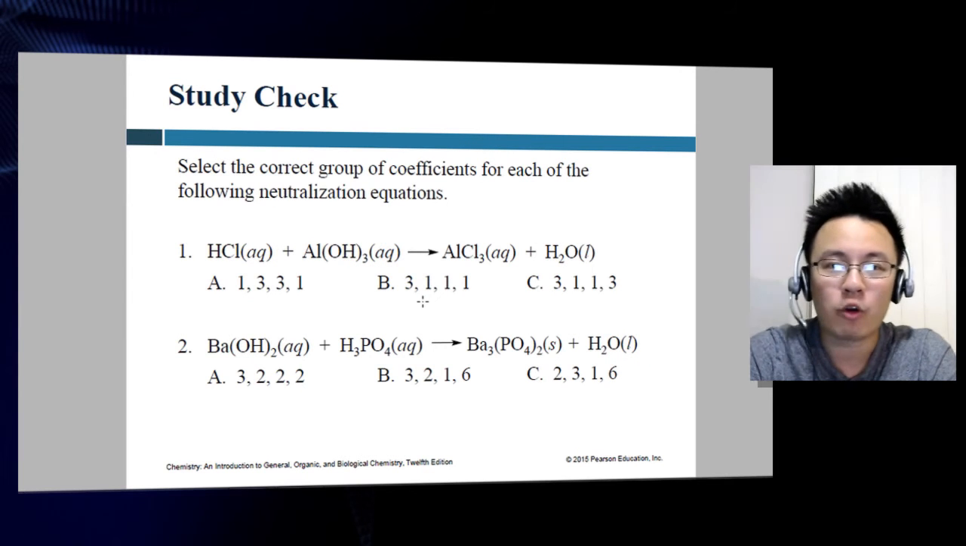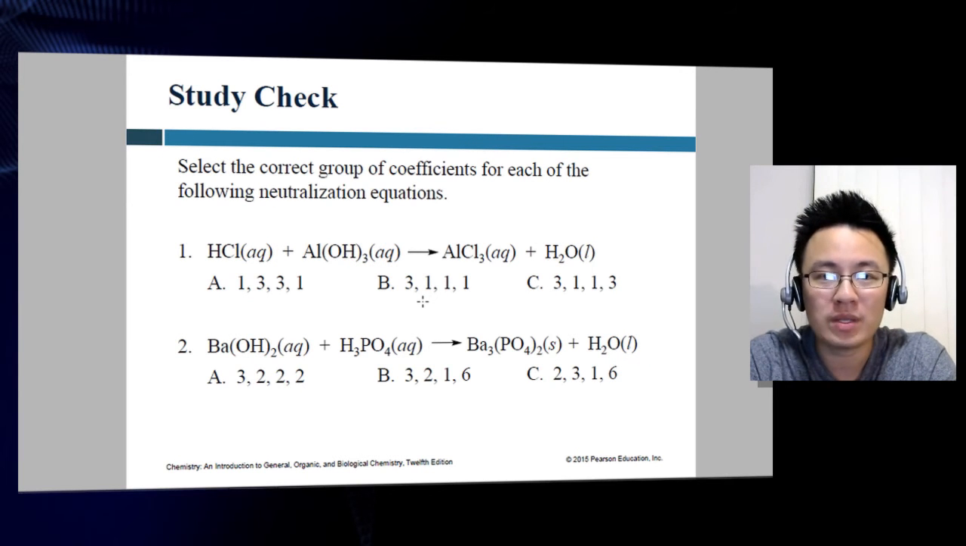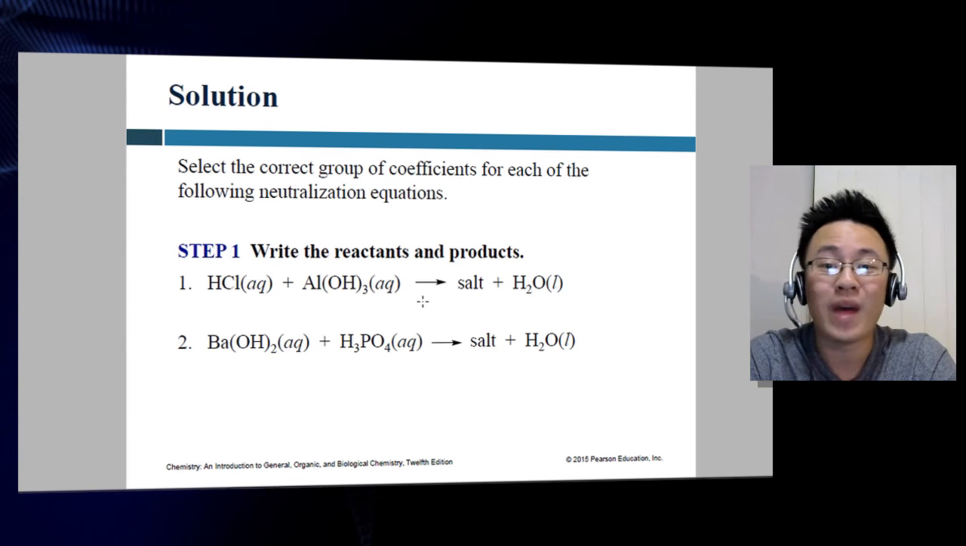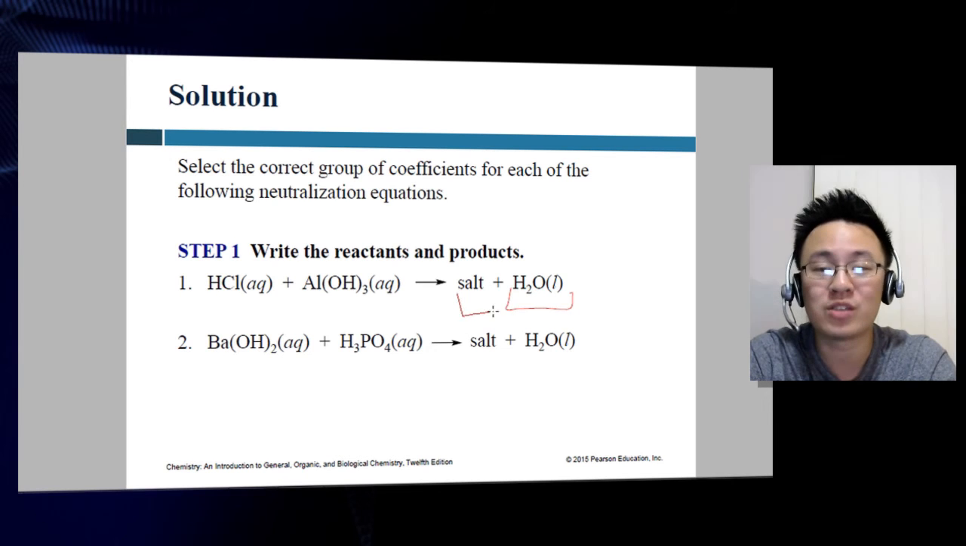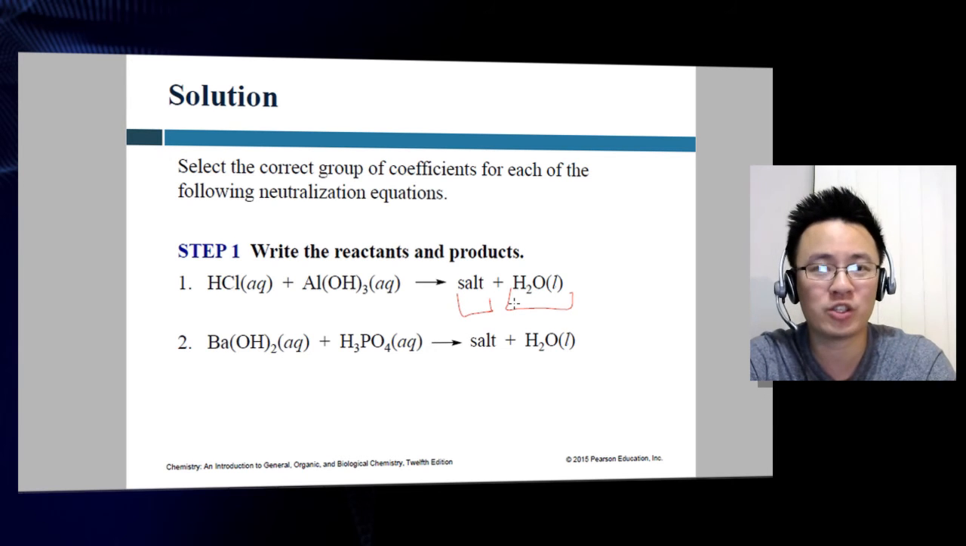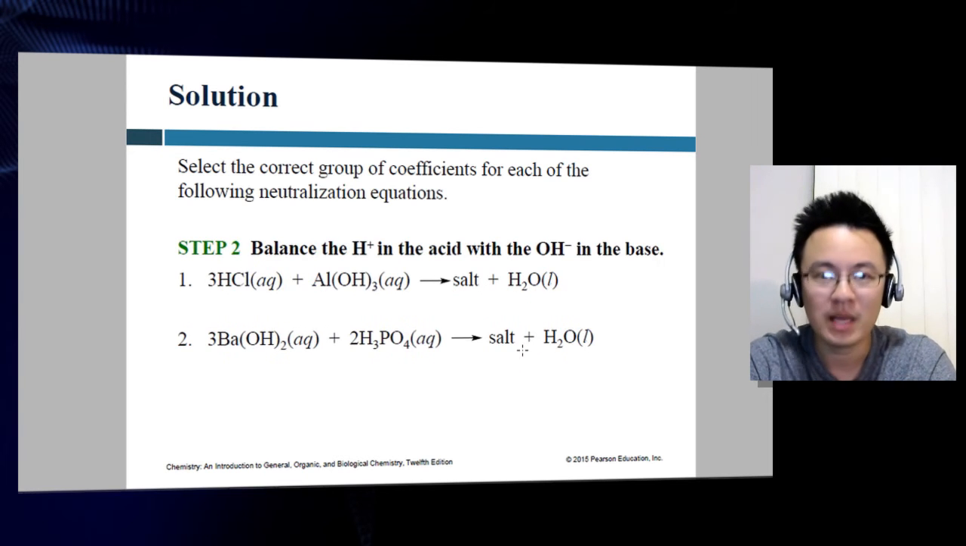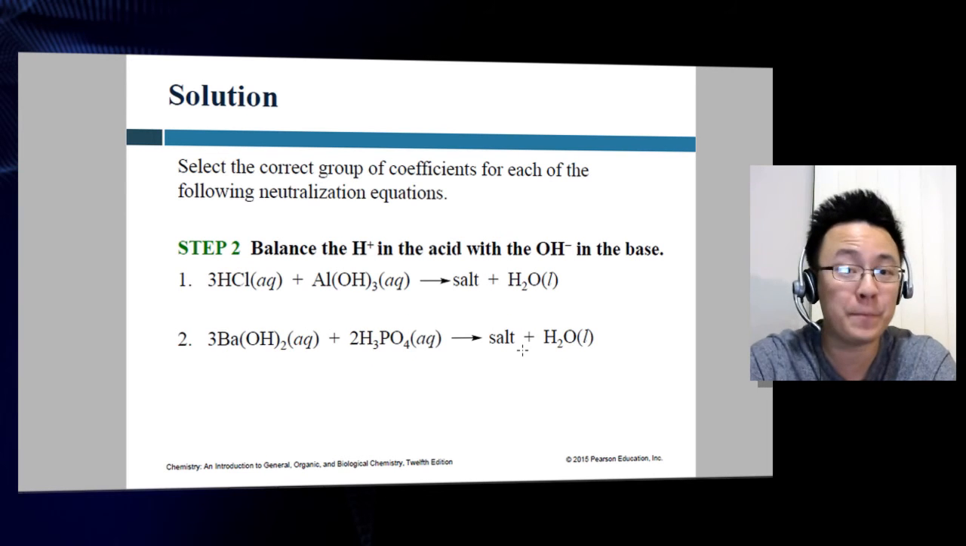Now select the correct group of coefficients for each of the following neutralization reactions. Step 1 here is to write the reactants and the products. You already know that in a neutralization reaction, water and a salt are formed. That salt, go ahead and write salt first and then determine what that salt is a little bit later. Same thing here with that second reaction. And then balance the hydrogen ions in the acid with the hydroxide ions in the base.